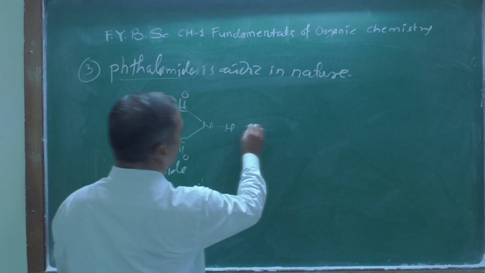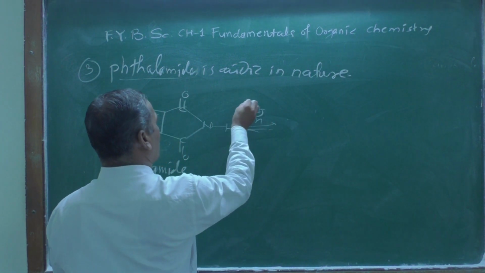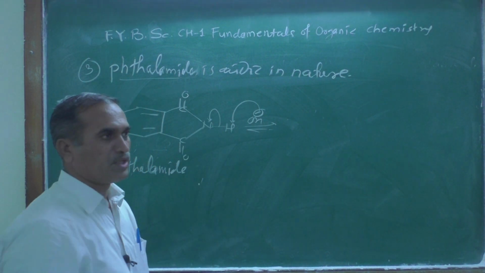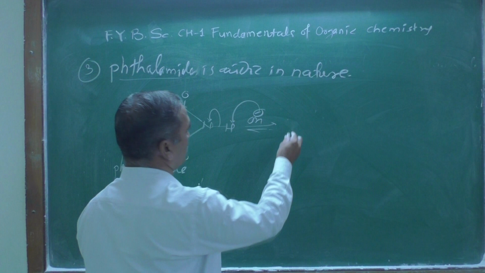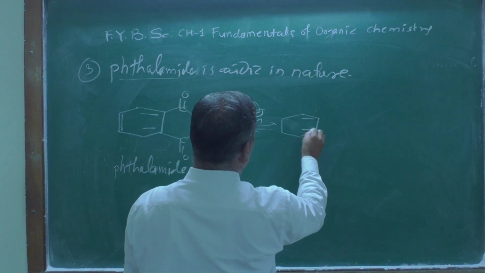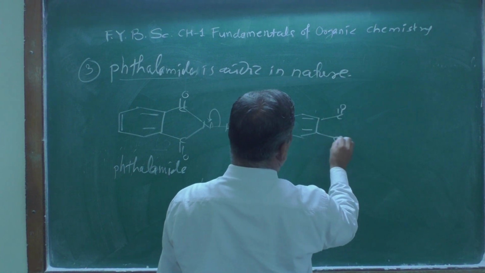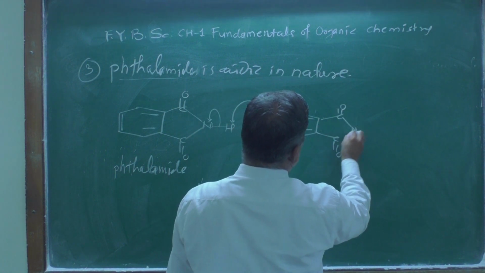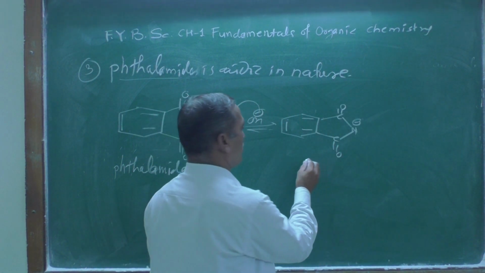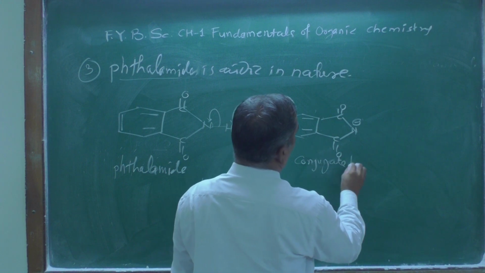When a base is used here, base meaning OH minus, what will it do? It will abstract the acidic proton and form a negative charge on that nitrogen atom, so that you get this structure: C double bond O, then C double bond O, N, then a minus charge over there. This is the conjugate base.